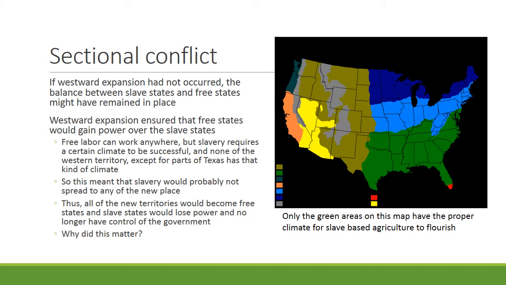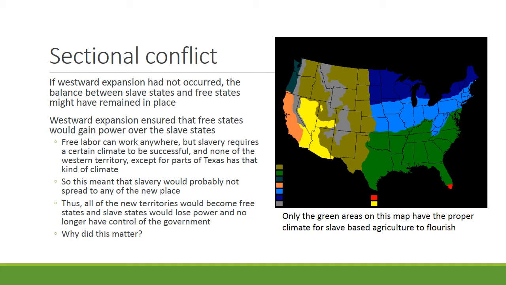But with westward expansion, it's basically the last nail in the coffin for the balance between free states and slave states. And the reason for this is that the climate out west doesn't work for slavery. For slavery to work, you have to have a warm climate with rich soils in which you can grow cash crops like sugar or cotton.